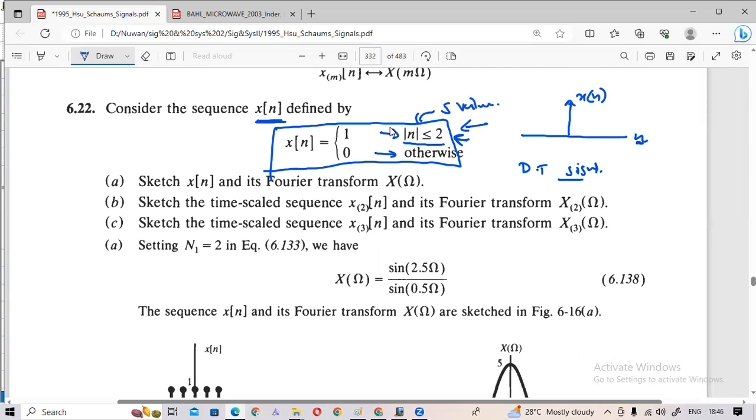Okay, please take 5 minutes and try to find the answer for this. What are the n values available? With this expression, what are the n values?